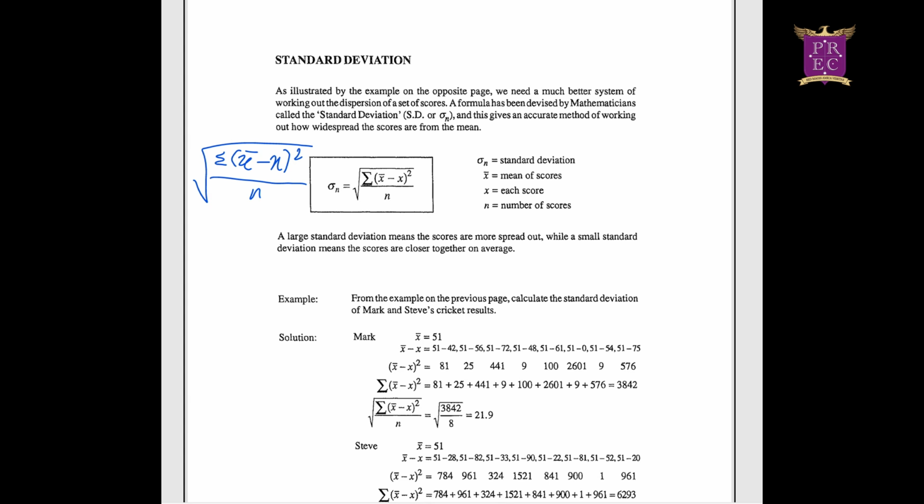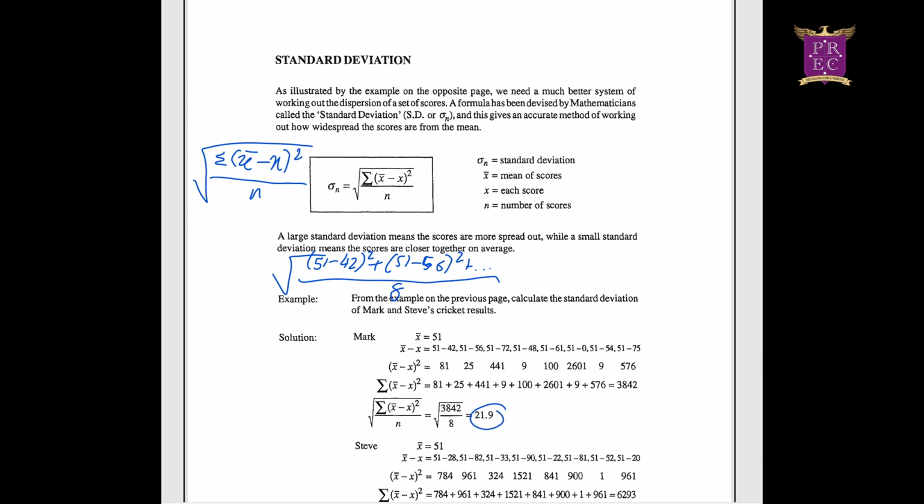Okay, and when you're using this formula, what you need to do is you need to take the mean. We know that the mean is 51 for both cricketers, and minus 51 from each score. So the first score was 42, and then square it. And then you do it for the second one, 51 minus 56, and then square it. Okay, this should all give you positive values, and you do it for all 8 numbers. You divide it by 8, and then you square root it. Okay, and that's how you get the standard deviation.